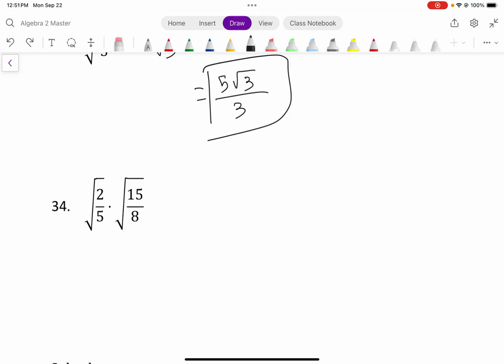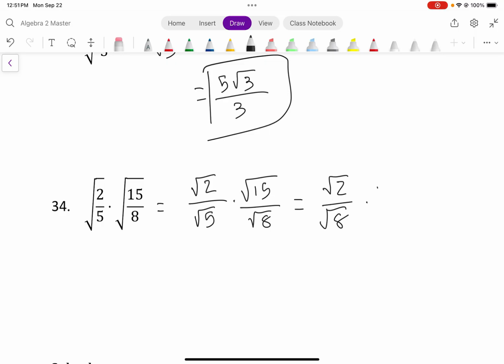For number 34 here, I'm going to start, and this is something that you don't necessarily always need to write down. I oftentimes don't write it down. I just kind of think about it. I just split it up. So I have different radicals. Now, I'm not really changing anything here. I'm rewriting it in a different way, but I still have everything that was on the top, everything that was on the bottom is on the bottom.